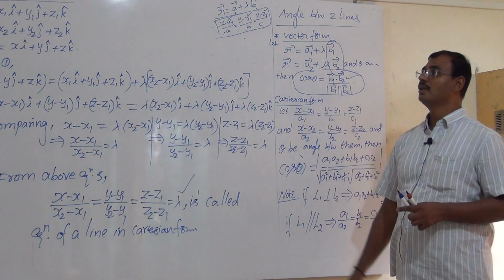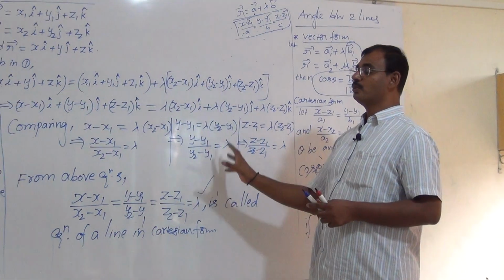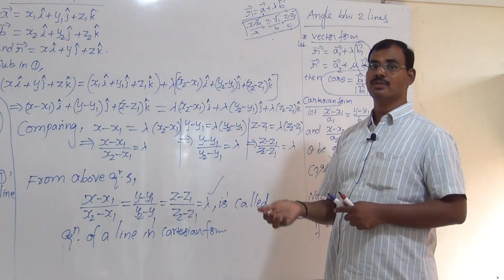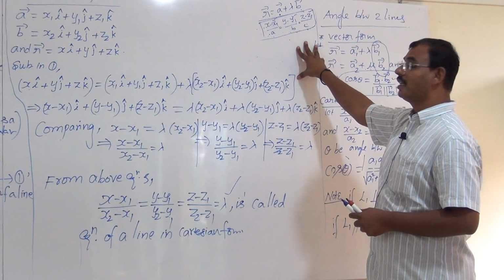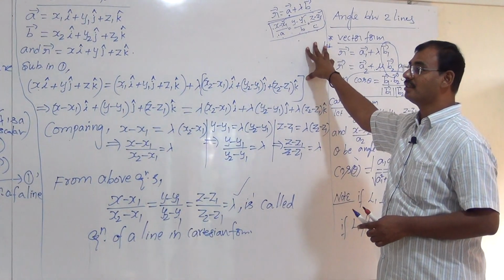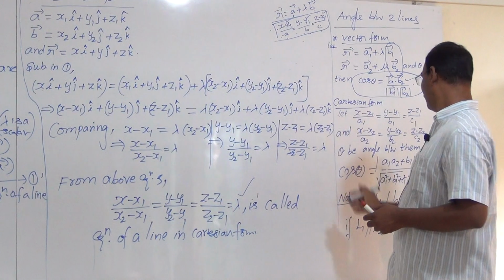This is about the equation of a line passing through two points. Next we are going to continue with the shortest distance between two lines. In tomorrow's class we will continue this concept.